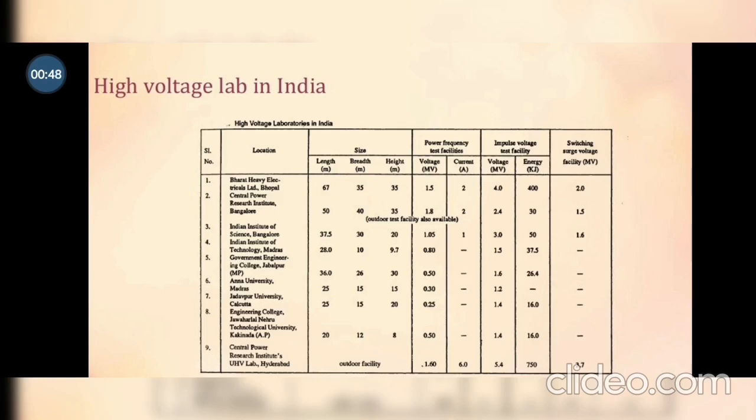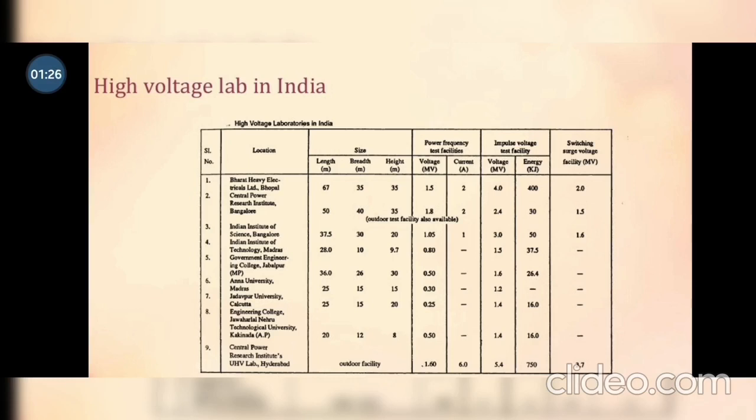Next is the Central Power Research Institute, Bangalore, which has 15 meter length, 14 meter breadth, and 35 meter height. The power frequency test facility is 1.8 megawatt, 2 ampere current. The impulse voltage test facility is 2.4 megawatt and 13 kilojoule, and the switching surge voltage facility is 1.5.